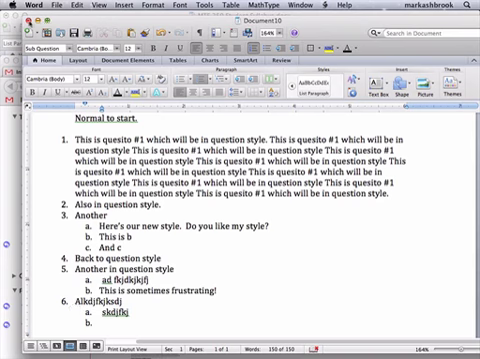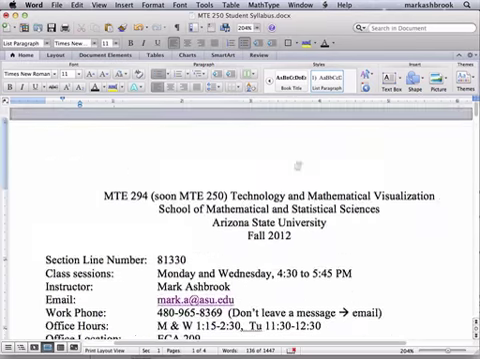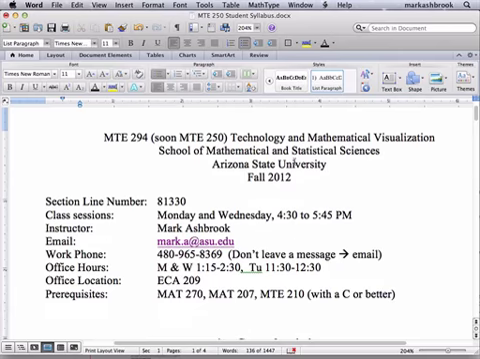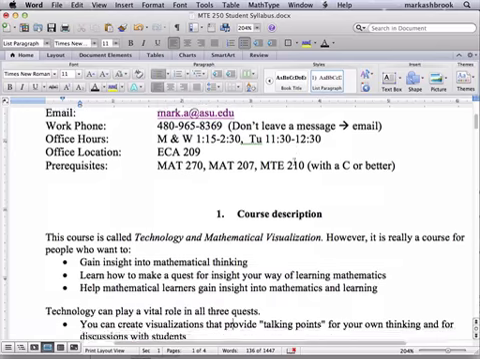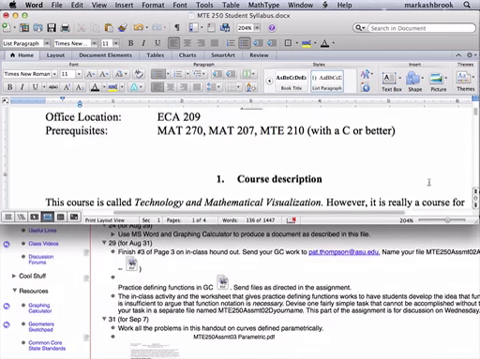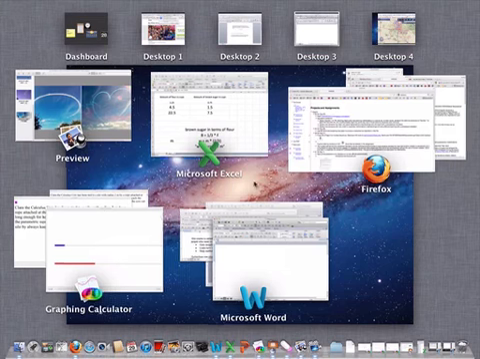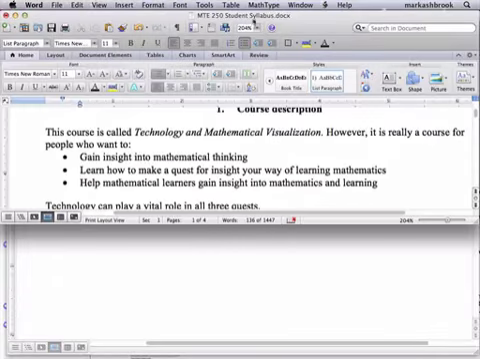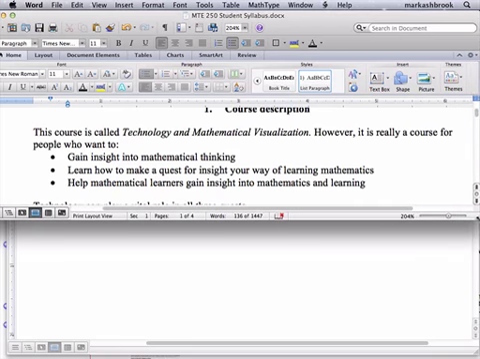Okay. Let's talk about the syllabus. The first thing in the syllabus is course description, and I want to talk through some of the things that this is pointing out. So the first thing, here it says this course is called Technology and Mathematical Visualization.